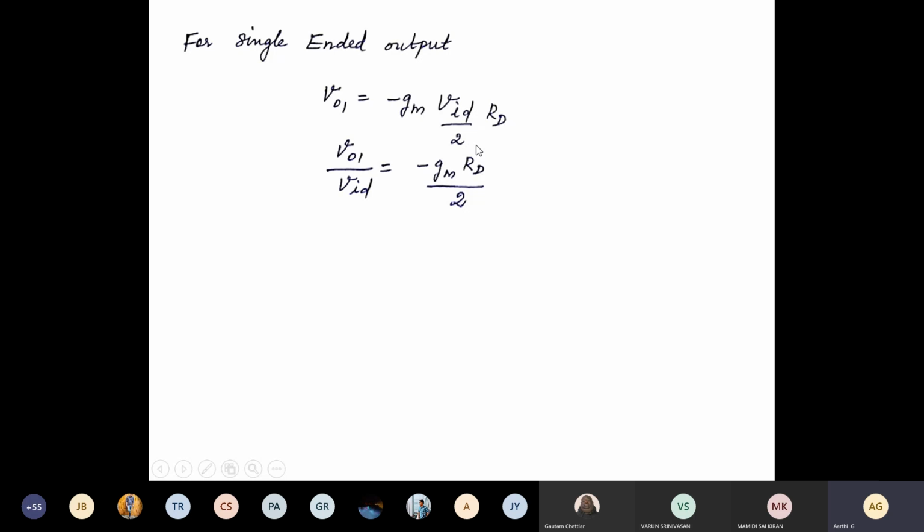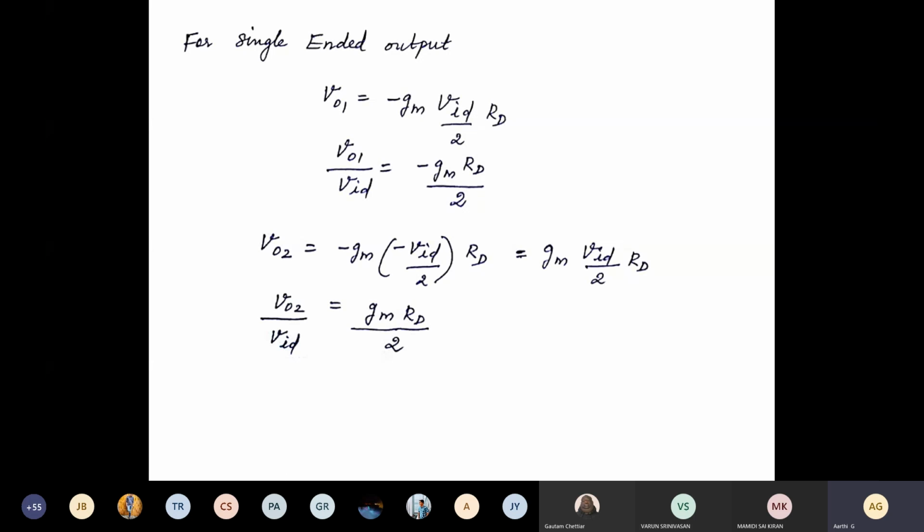Similarly, for the Q2 case, when we are replacing VGS2 with minus VID by 2, this minus will cancel, and when we calculate the gain, it is GM into RD by 2. So any one we can use. This is for the single-ended case, the gain for the single-ended output.